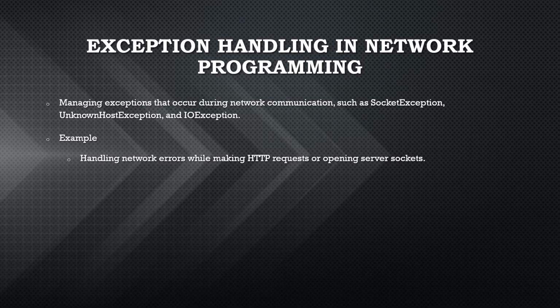Exception handling in network programming is crucial for managing errors that can occur during communication over a network. Common exceptions include SocketException, which may arise from issues like network connectivity problems or closed sockets, UnknownHostException, which occurs when the IP address of a host cannot be determined, and IOException, which can happen during input-output operations like reading from or writing to a network stream.